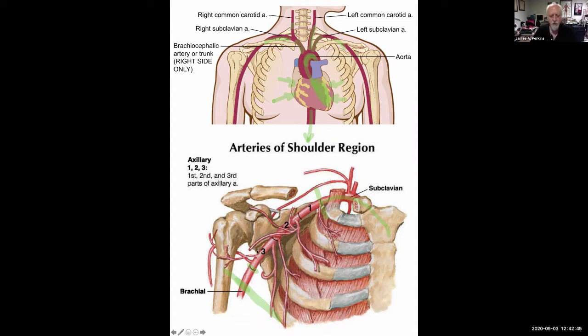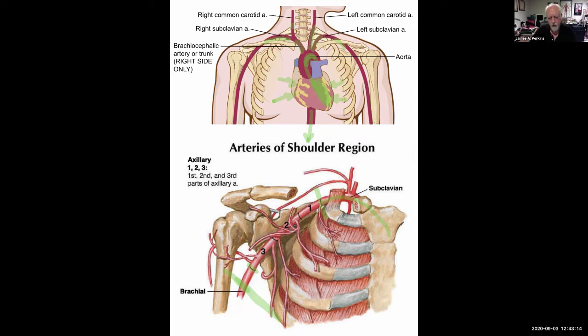Now notice these numbers on here, 1, 2, and 3. The axillary artery is further subdivided into 3 sections. And there's really no significance to these different sections. It's just for convenience. You'll see why in a minute, why it's kind of useful to have these divisions. Once again, Netter didn't paint this very well because the 3 divisions are based on the location of the pectoralis minor muscle.